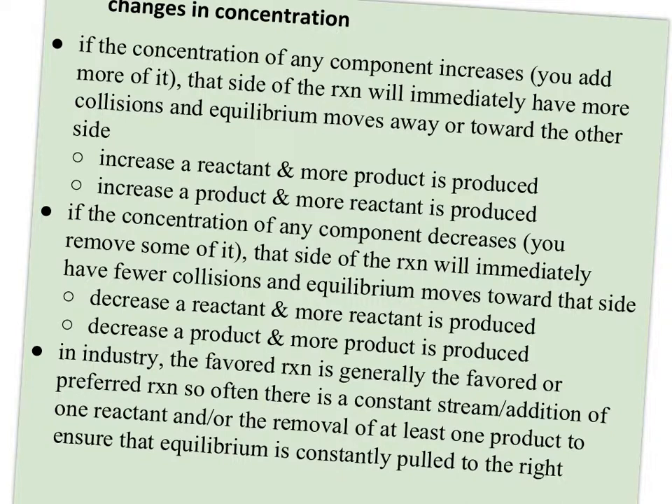The other thing you could do is you could decrease a concentration or remove either a reactant or product as it's produced. When you do that, that side of the reaction immediately has fewer collisions, and now the equilibrium moves toward that side. So if you decrease a reactant, more reactant will be produced, or if you decrease a product, more product is produced. Generally, remember, in industry, we're trying to favor the forward reaction, so the technique used in industry is often to increase a reactant or to remove a product.